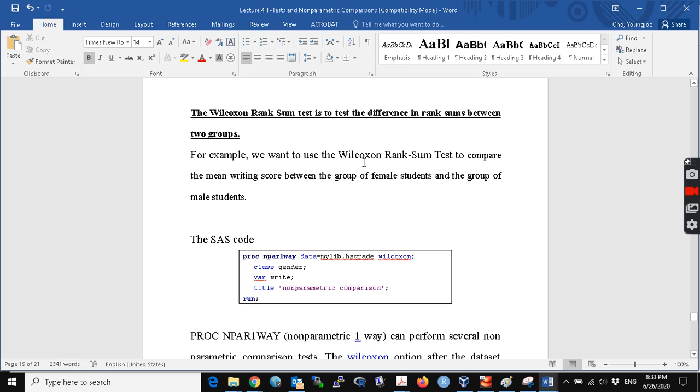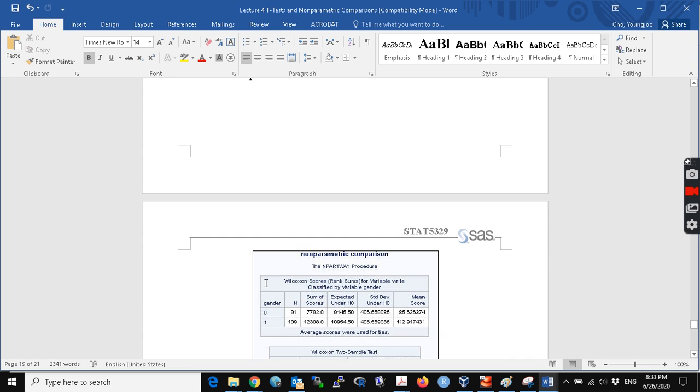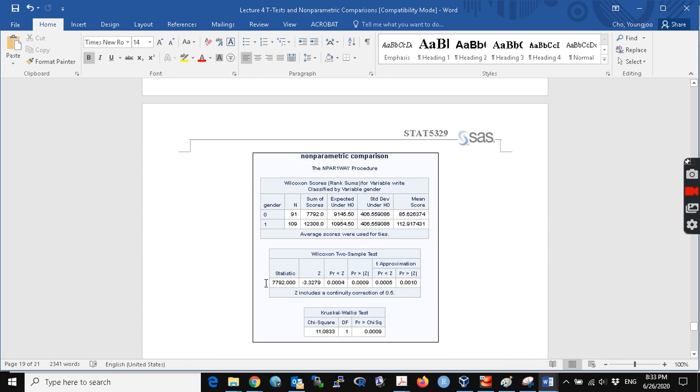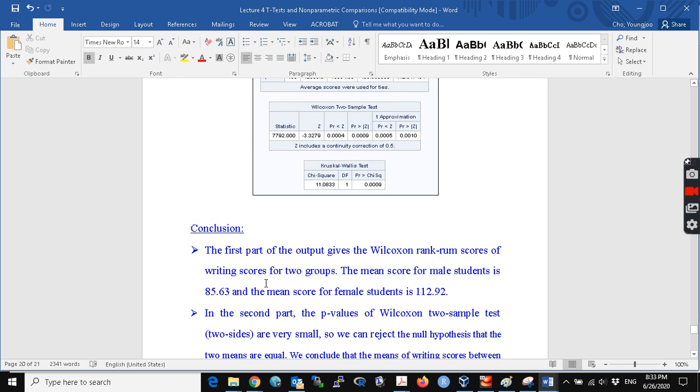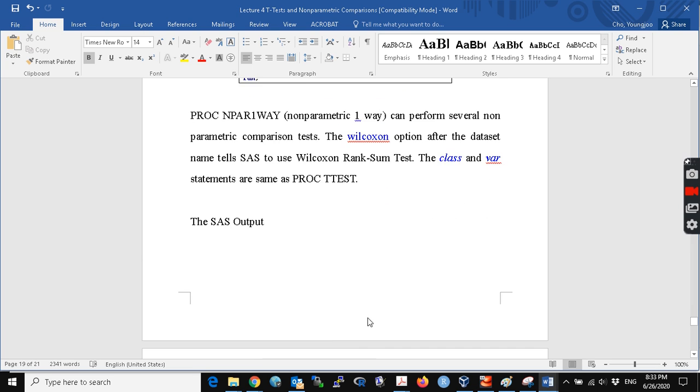So we want to use a Wilcoxon rank sum test to compare the mean writing score between the group of female and the group of male students. The SAS code is that we use PROC NPAR1WAY, with CLASS gender and VAR write, and then put the WILCOXON option, which tells SAS to use the Wilcoxon rank sum test.